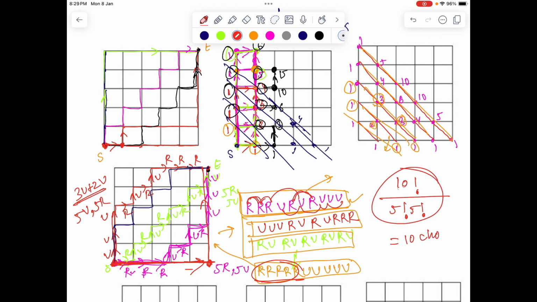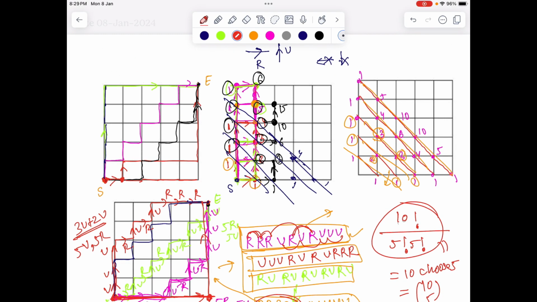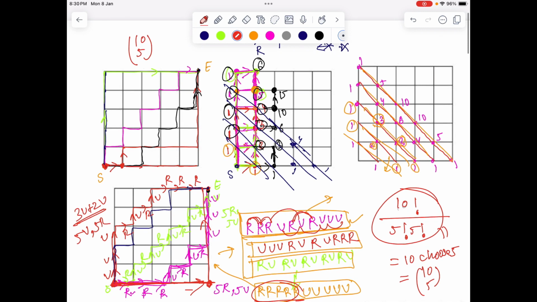In a cool way, this is known as 10 choose 5, because out of 10 objects, you are choosing 5 objects. This is the definition of that. So hence the answer for this problem, in the animation that you are seeing, for a 5 by 5 grid, is nothing but 10C5. Right? So this was one of the very beautiful applications of combinatorics, and there is an assignment for you.